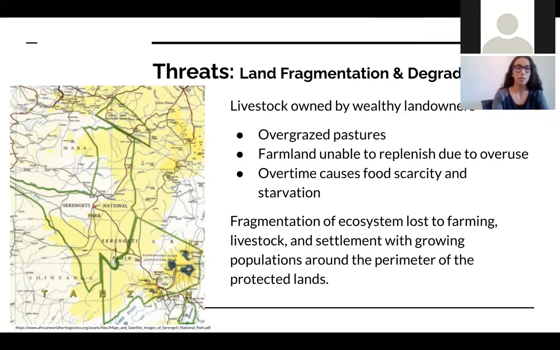Land fragmentation has also caused degradation in the perimeter of the protected land, due to land lost to farming, livestock, and settlement with growing populations. Livestock of wealthy landowners overgraze pastures, lacking an off-season, so that the farmland is unable to replenish due to overuse. And over time, this causes food scarcity and starvation, which can lead to an increase in the bushmeat trade that we discussed previously.